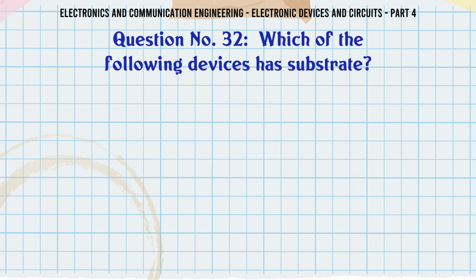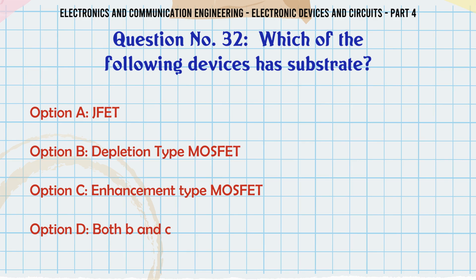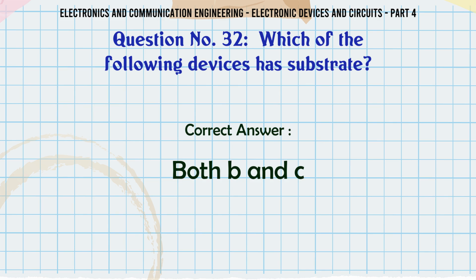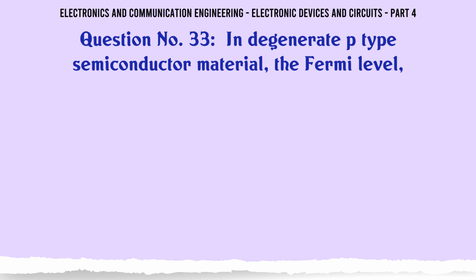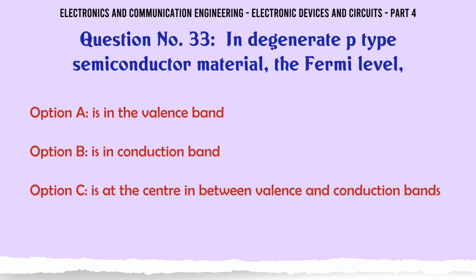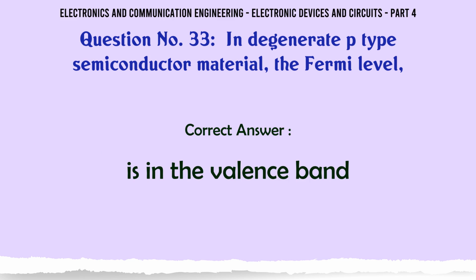Which of the following devices has substrate? A, JFET. B, Depletion type MOSFET. C, Enhancement type MOSFET. D, Both B and C. The correct answer is both B and C. In degenerate p-type semiconductor material, the Fermi level A, is in the valence band, B, is in conduction band, C, is at the center in between valence and conduction bands, D, is very near conduction band. The correct answer is in the valence band.